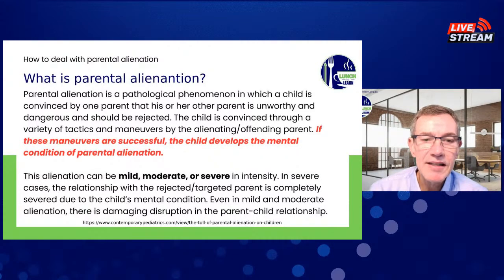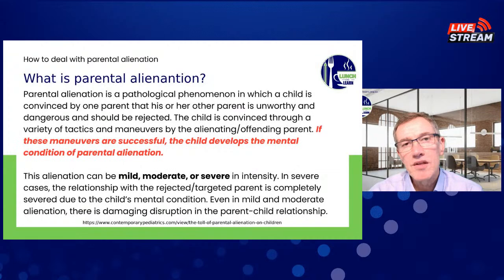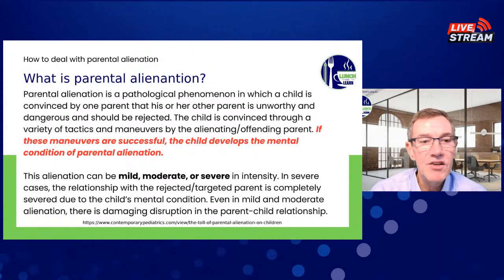Now, if one looks at some of the writers, or the psychologists and the psychiatrists, the journals that they've written, contemporary pediatrics, they say that parental alienation is a pathological phenomenon. So here they still want to bring it within the ambit of psychology. They say it's a pathological phenomenon in which a child is convinced by one parent that his or her other parent is unworthy and dangerous and should be rejected. The child is convinced through a variety of tactics and maneuvers and ways and means by the alienating or the offending parent. And this is the crux of the matter.